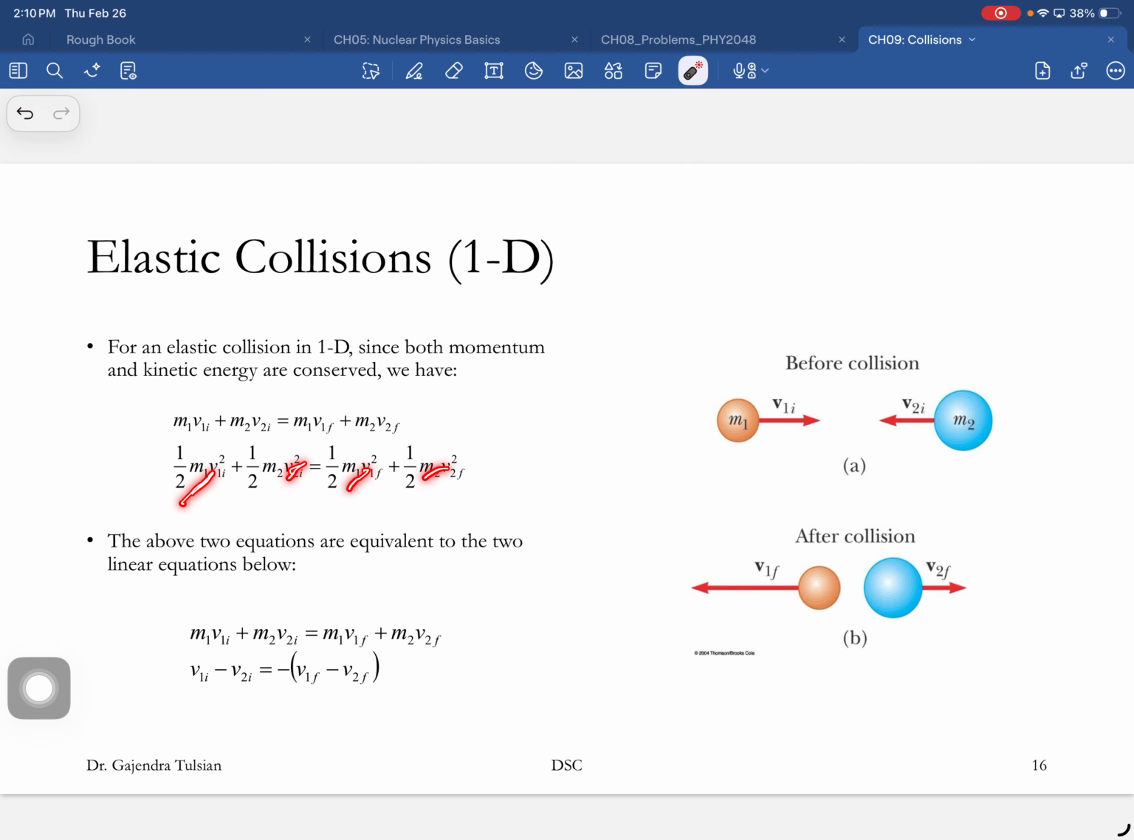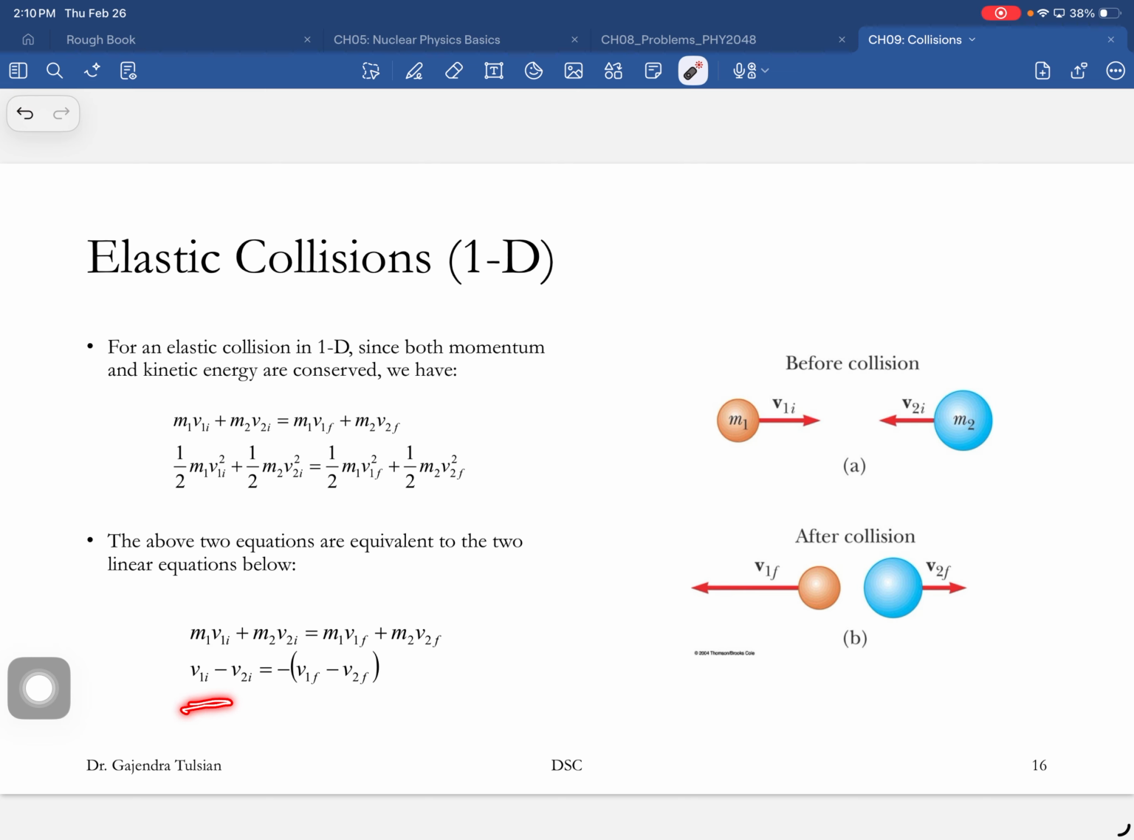Quadratic equations are a pain to solve. So somebody's been nice to you, and it turns out that the information contained in these two equations is the same as in these two equations. So you can do a simplification. This equation is the same as that. So by putting this information in here, you have reduced this equation to this.